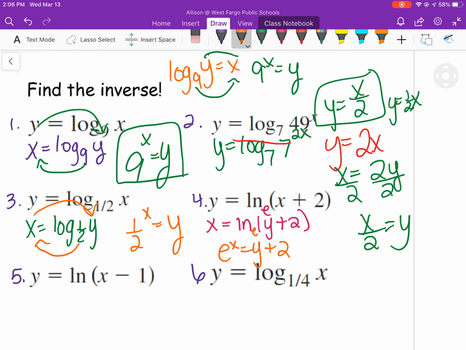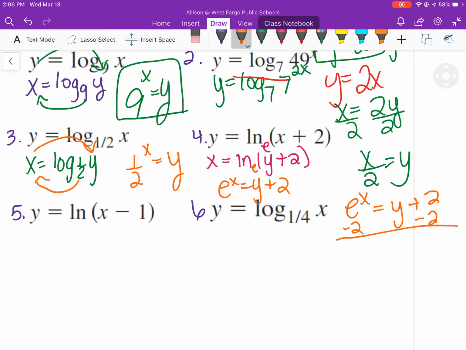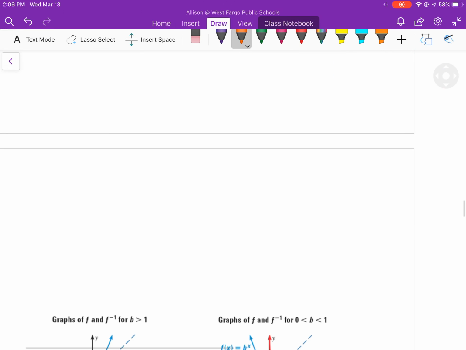So then solving for y, you're going to have to subtract 2. If I had e to the x equals y plus 2, to get y by itself, I have to subtract 2. Now, e to the x and 2 are not like terms, so it's just e to the x minus 2 equals y. So this is the inverse for number 4. Number 5 is very similar, and number 6 is very similar to number 3. So I think that's all I'm going to do for those.